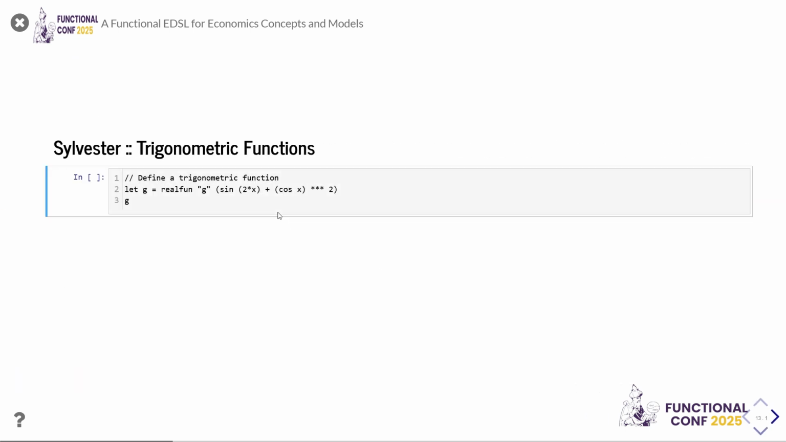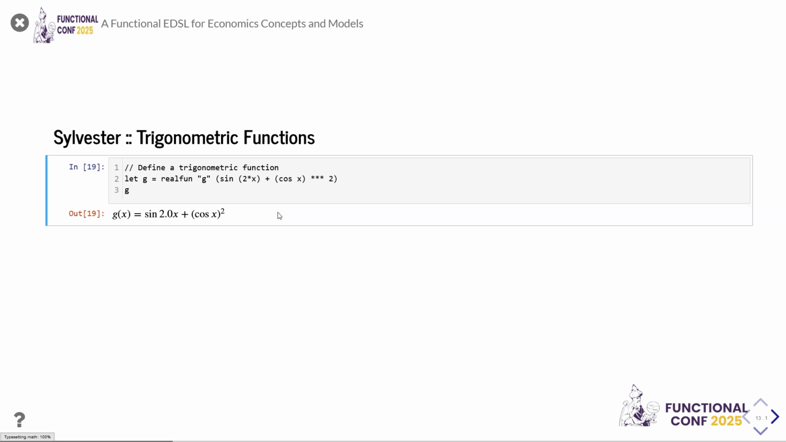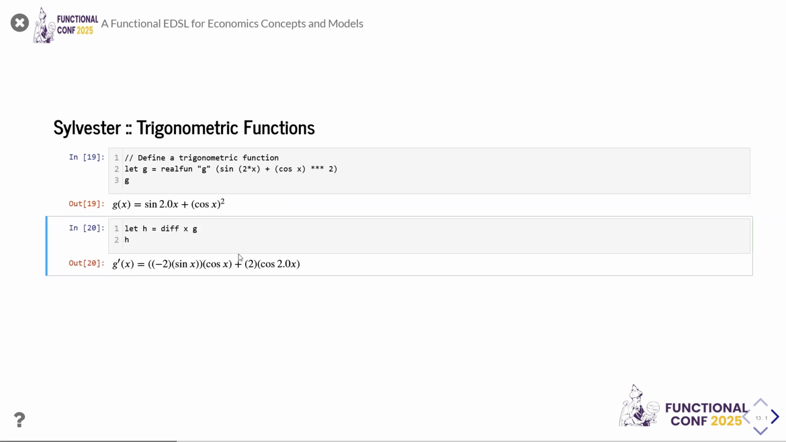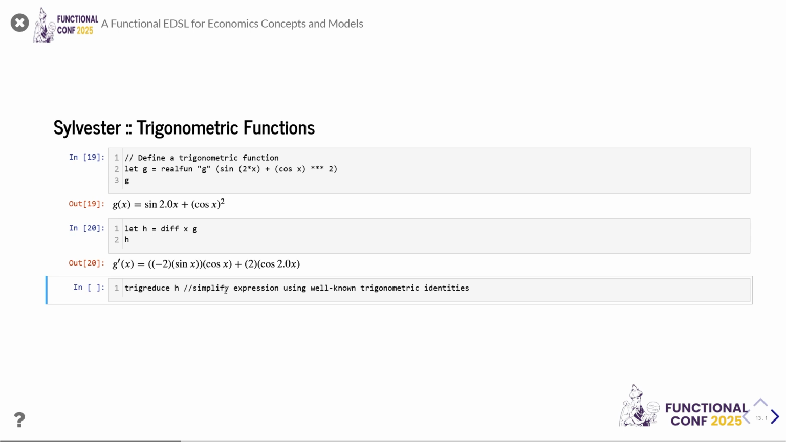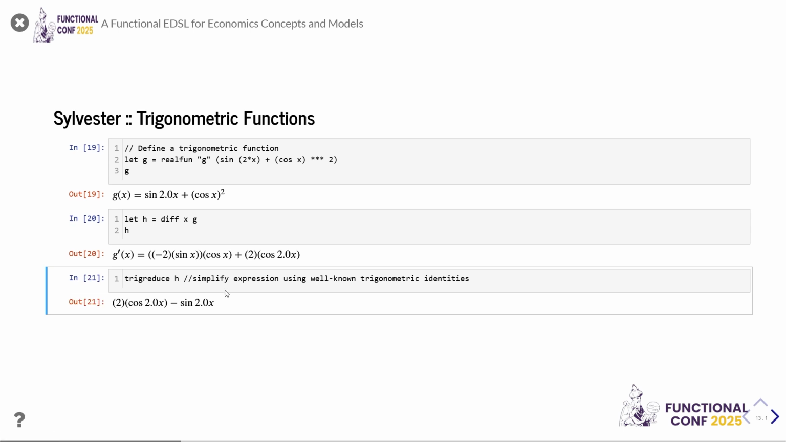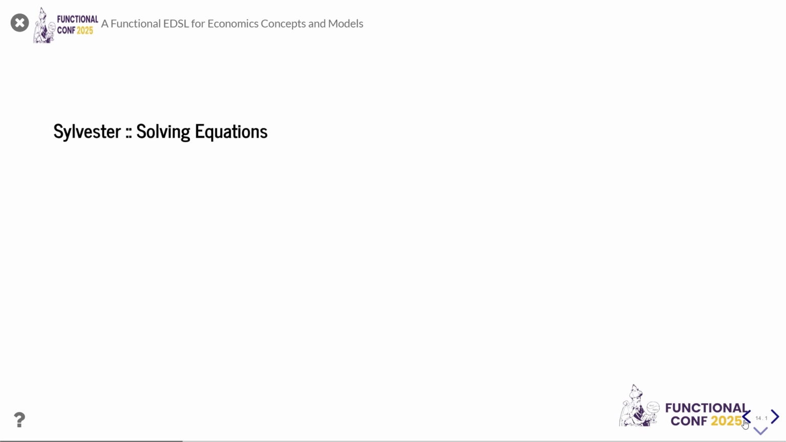Okay, so we have trigonometric functions, and we can just quickly go through this. Basically, just regular trigonometric functions, we can find the derivatives, and we can reduce using these trigonometric identities. So basically, all these different operations that we have to do in math education, we can do in Sylvester.